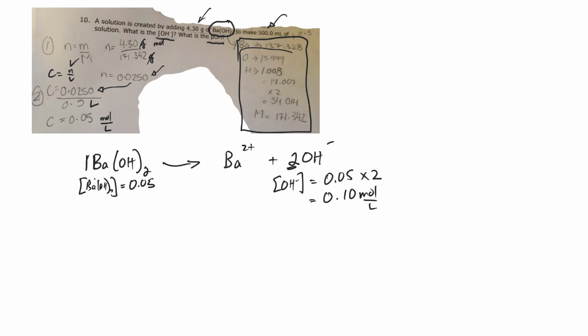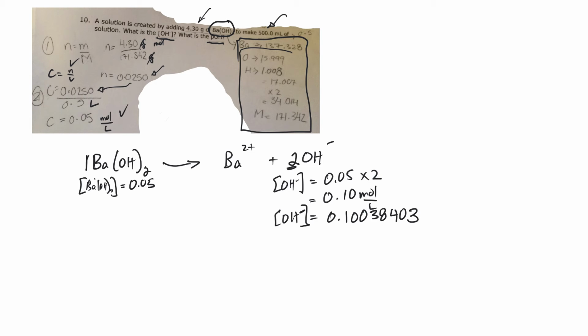Let me just get my calculator and make sure I go through all that. I want to make sure sig figs are good. So 4.3 divided by 171.342, 0.0250 and other numbers after that, good. Divided by 0.5, 0.050, good, so that's concentration. And now I have to times that by 2. And I'm keeping this number in my calculator. So it's 0.10038403. So that'll be the concentration of hydroxide ions.